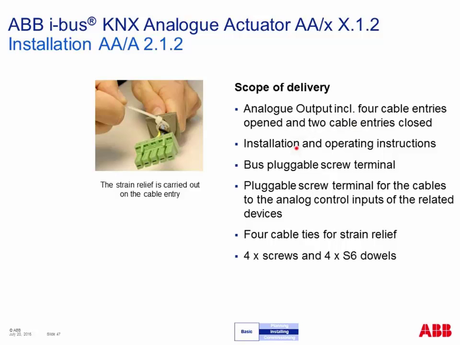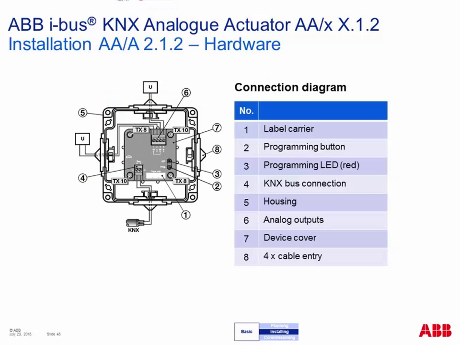And then it also comes with the installation and operating instruction, the bus pluggable screw terminal, the screw terminal for the sensors, and four cable ties for the strain relief, like here for example. The incoming or outgoing cables can be fixed on these cable entries via the cable ties. Very important. And of course, we have four screws and four S6 dowels for fixing the device on the wall or on the ceiling.